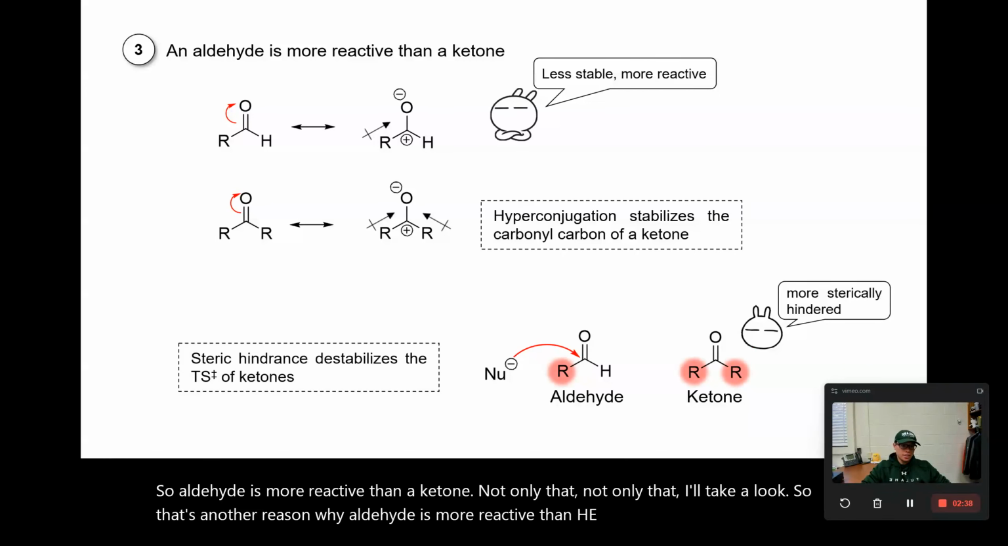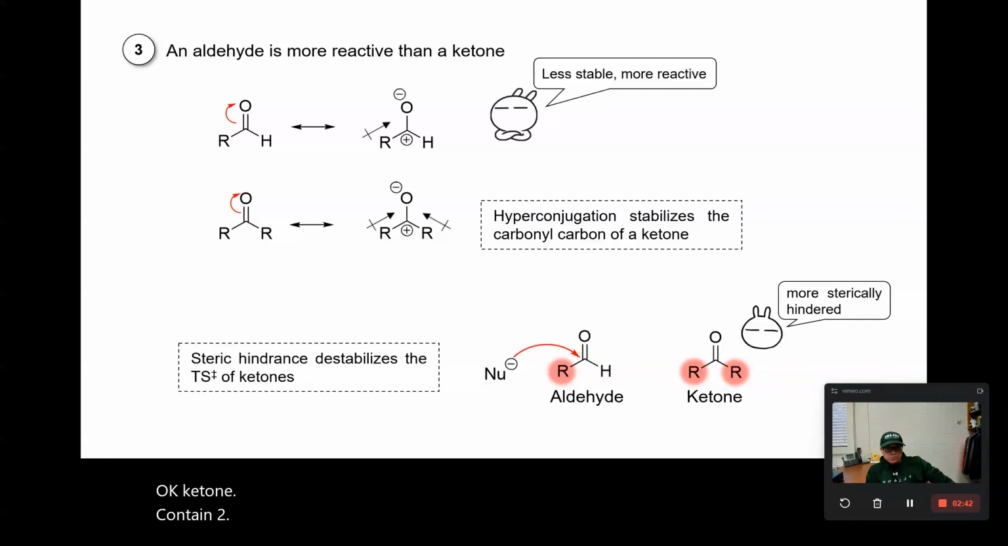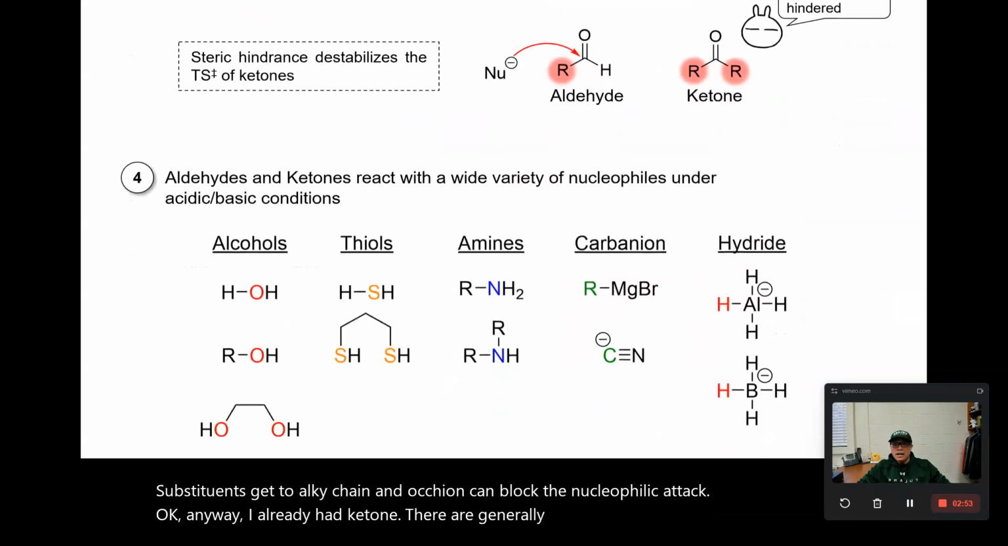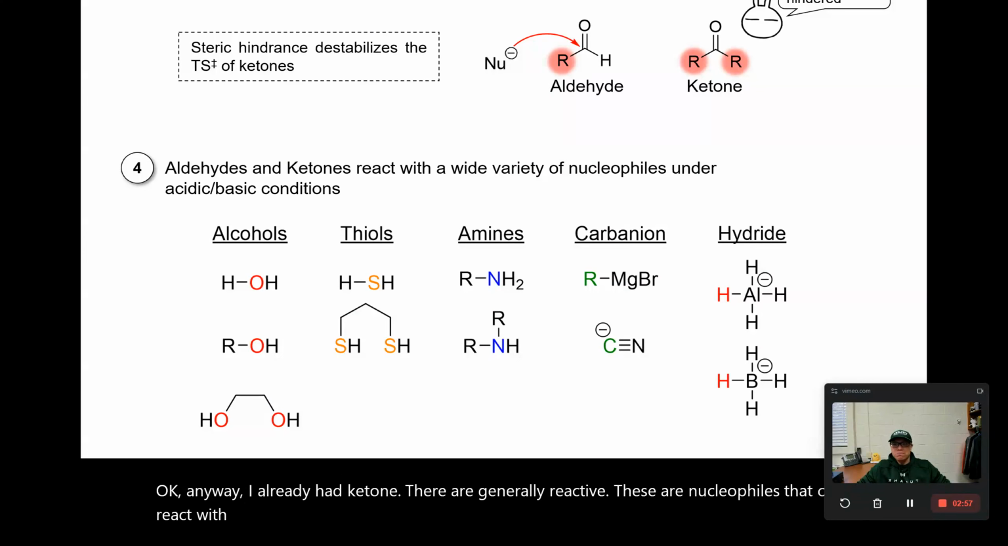This one is steric hindrance. Ketone contains two substituents, two alkyl chains, and alkyl chains can block the nucleophilic attack. Anyway, aldehydes and ketones are generally reactive. These are nucleophiles that can react with aldehydes and ketones, just a bunch of them.